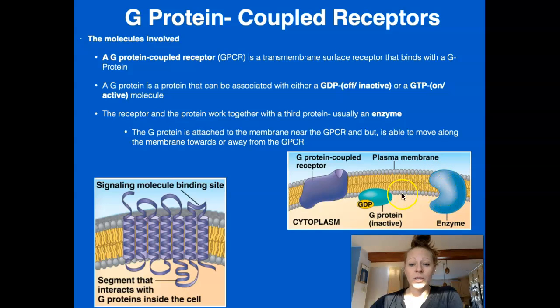What's going to happen is that when there is a message and the GPCR changes its conformation, it's going to allow this G protein to move towards it. And then it's going to move back towards the enzyme. So this G protein is lodged in the membrane, but it moves back and forth between the GPCR and the enzyme.